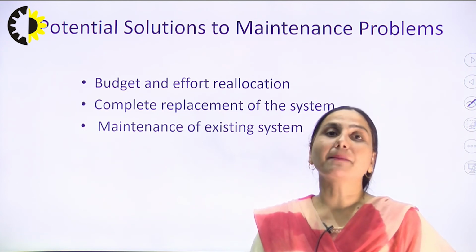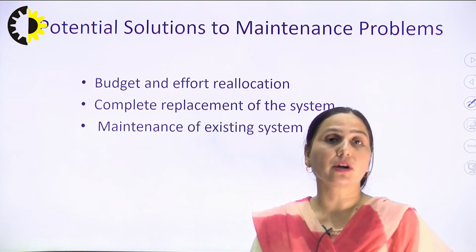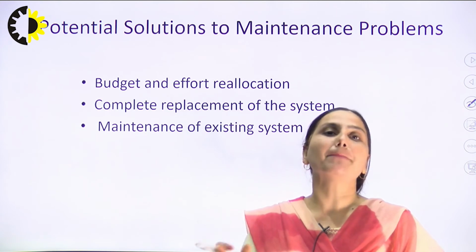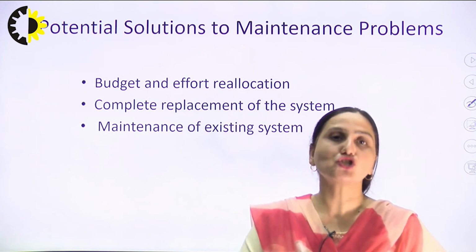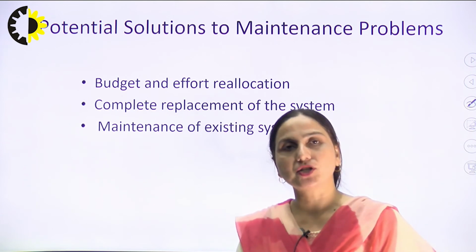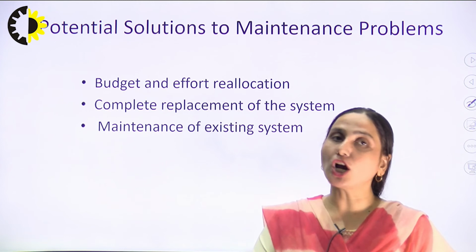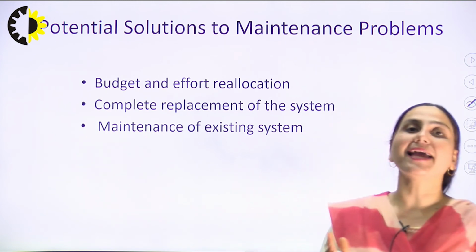Again, complete replacement of the system. That can be another option, where we are not going to incorporate changes. We are simply going to replace the complete system rather than making changes in the system which is already there. So that can be a potential solution. Third is then maintenance of the existing system. That means we are not completely replacing the system. We are simply going to maintain the existing system.